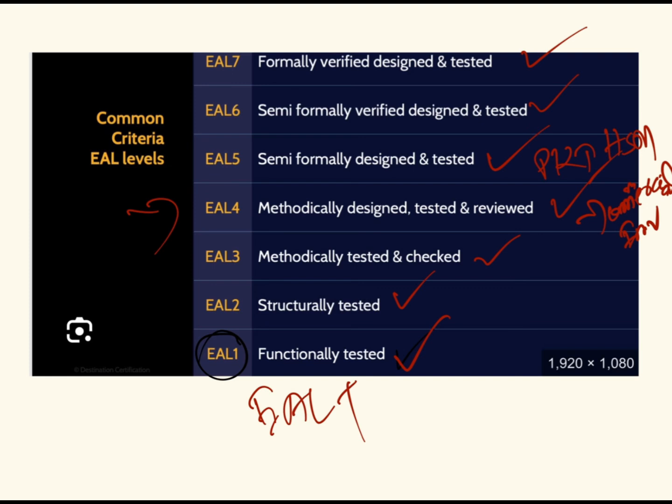So EAL, how much paperwork plus proof? Does it work? 1 to 2, does it work? 3 to 4, professionally built. 5 to 6, government grade. 7 is mathematics, not for business. So common criteria, security product inspection standard, EAL depth of inspection. Pen test is live attack simulation. Risk assessment is a business decision, and CC is assurance.